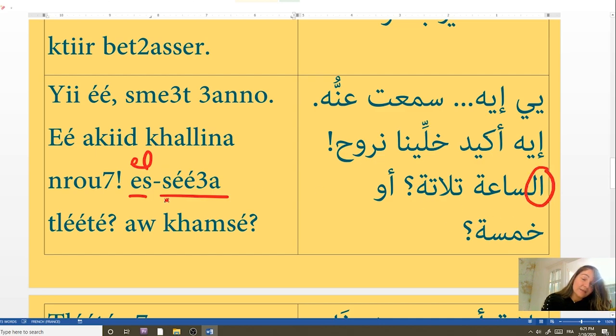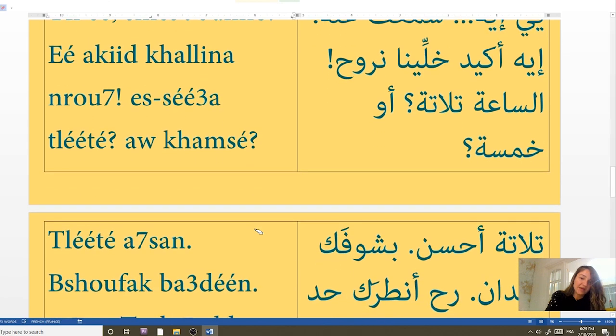But again, the letter seen, the س sound, is a sun letter. And all the words in Arabic that start with a sun letter, we drop the ل sound when we put a ال before them. So in this case, we write it الساعة, but we don't pronounce it الساعة. We have to pronounce it الساعة, the time or the hour or the watch. But when I say الساعة ثلاثة, 3 o'clock. أو خمسة, أو means or, and خمسة means 5. الساعة ثلاثة أو الساعة خمسة, 3 o'clock or 5 o'clock.